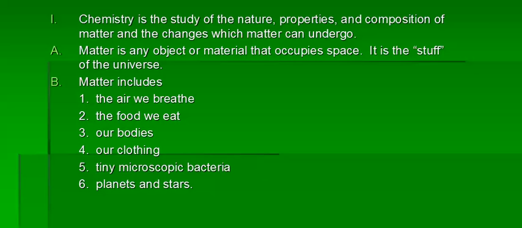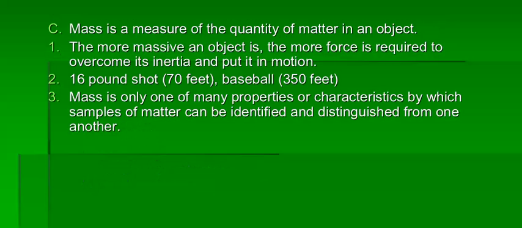When we talk about matter, we're talking about any object or material that has mass and takes up space. Matter can include air, the food we eat, our bodies, our clothing, and so forth. So chemistry is the study of matter. Matter has to have mass. Mass is a measure of the quantity of matter in an object. So it's basically how much stuff is there.